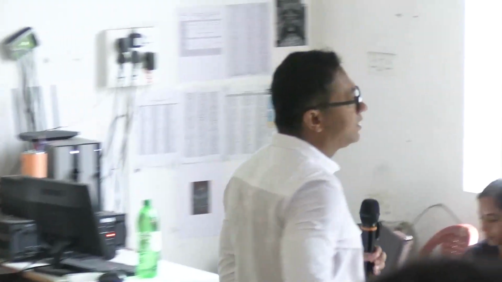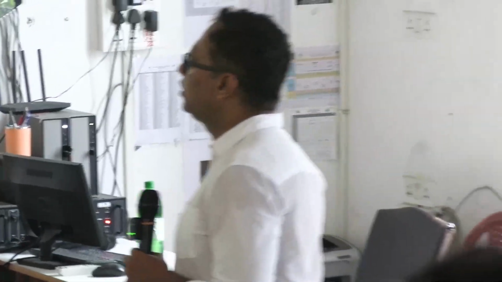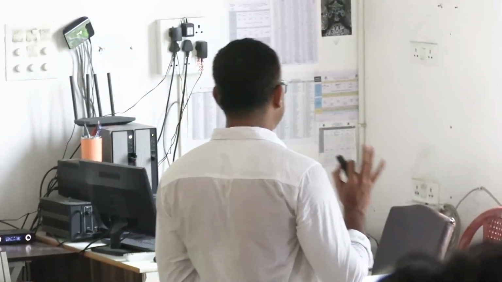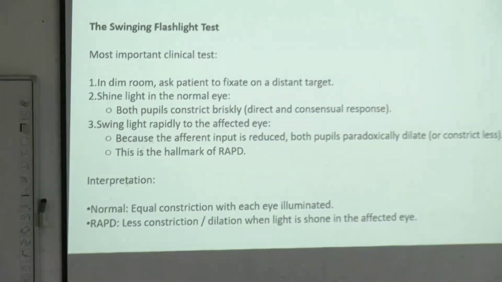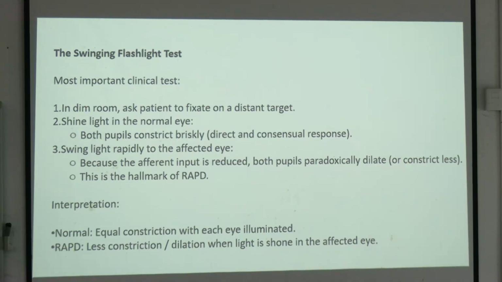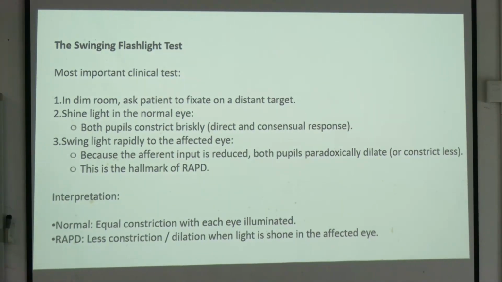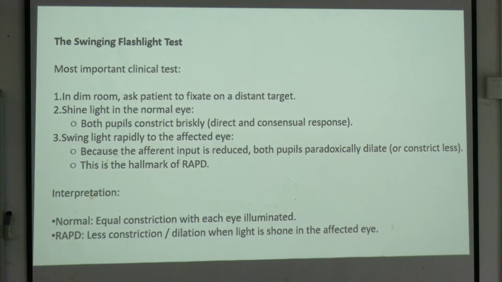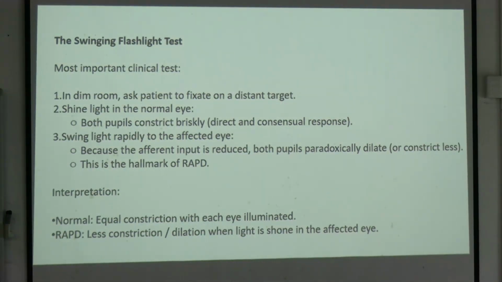So how to test RAPD, relative afferent pupillary defect? How to test it? We do it by the swinging flashlight test. It is called the swinging flashlight test, and it is the most important clinical test to detect RAPD. So in a dim room, ask the patient to fixate at a distant object. Now shine the light to the normal eye first.